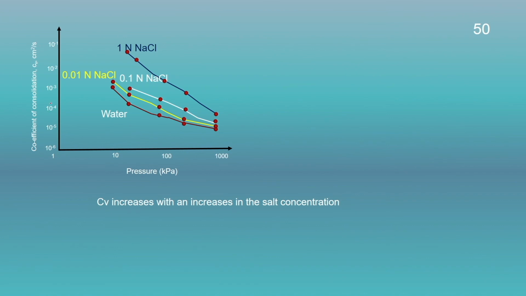If we compare the coefficient of consolidation of montmorillonite in presence of different concentrations of sodium chloride solution, we can see here with increase in the salt concentration, the diffuse double layer thickness will decrease. As the diffuse double layer thickness decreases, the coefficient of consolidation will keep on increasing. That means, the rate of consolidation will increase with increase in the salt concentration. So, therefore, the Cv will increase with the increase in the salt concentration of the pore fluid.